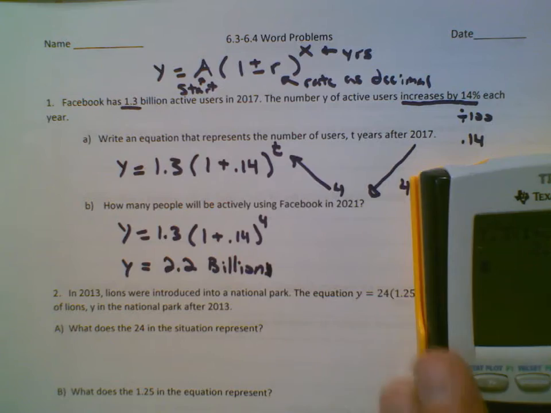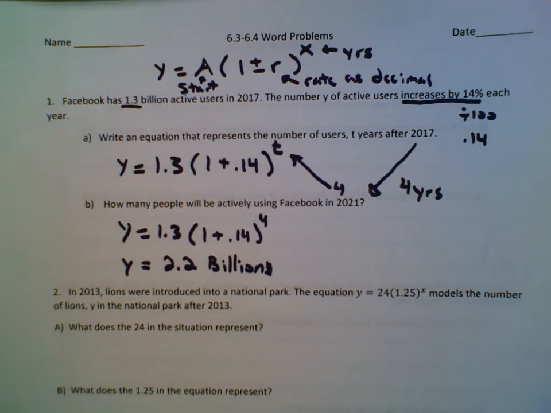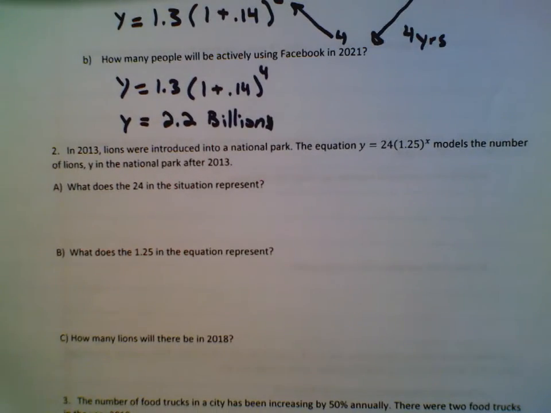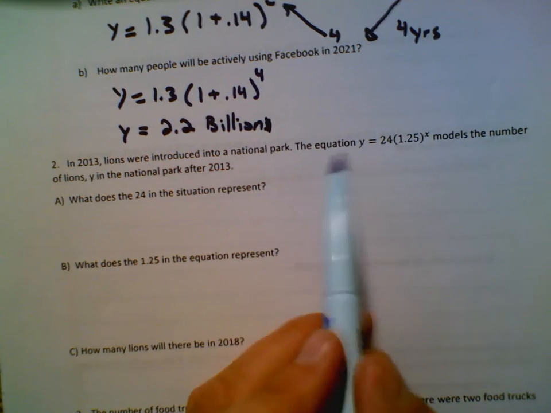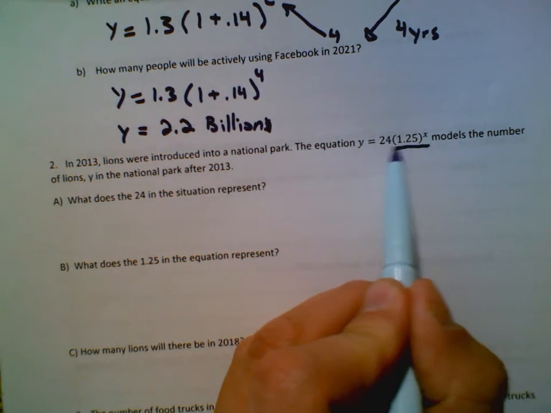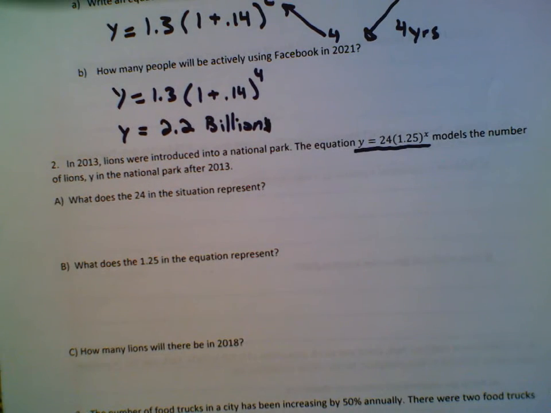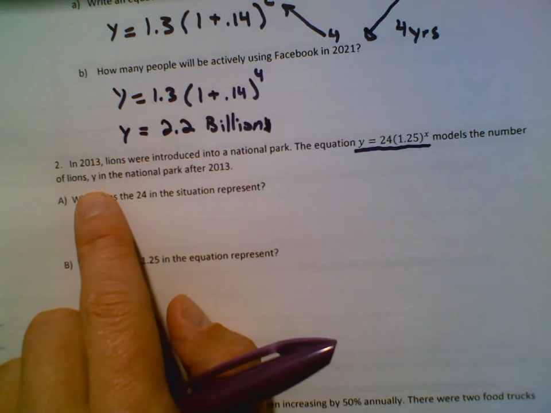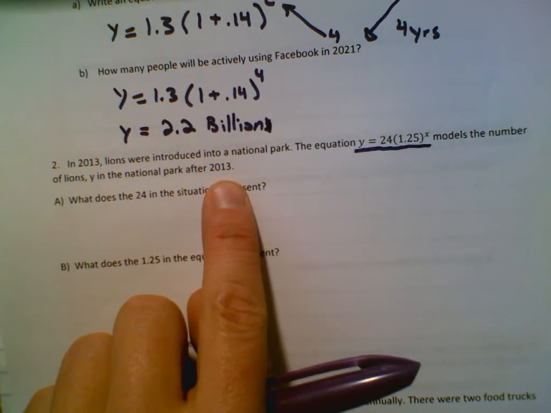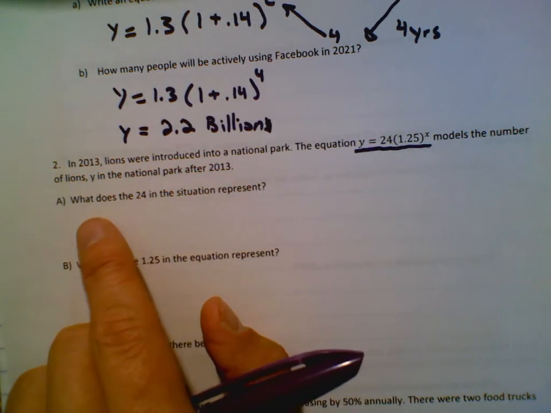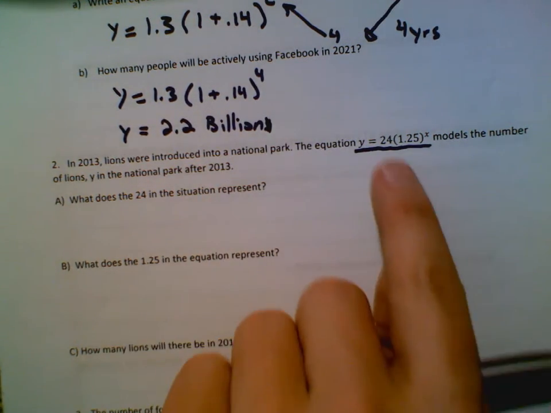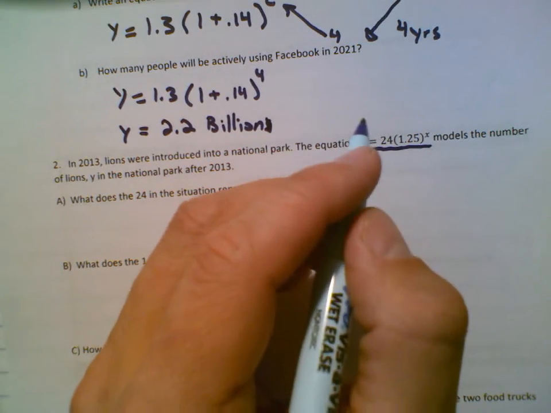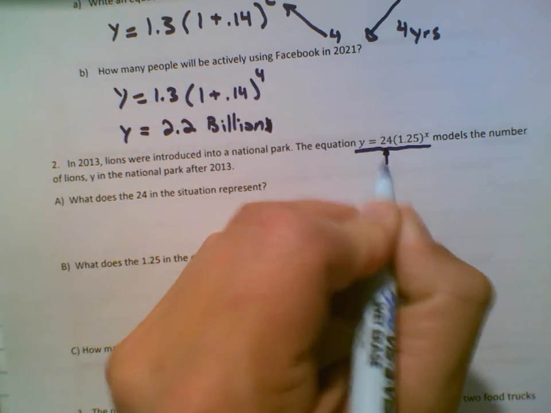Okay, moving on to a second example here. In 2013, it says, lions were introduced into a national park. This is the equation that models it. Okay, so they're giving us the equation, and that represents the number of lions in the national park after 2013. They want to know, what does the 24 represent in this situation? Well, remember, this first number is always our starting value. Okay, so that's our start.